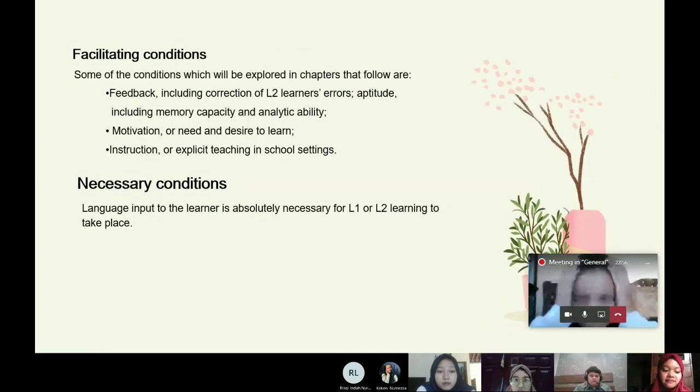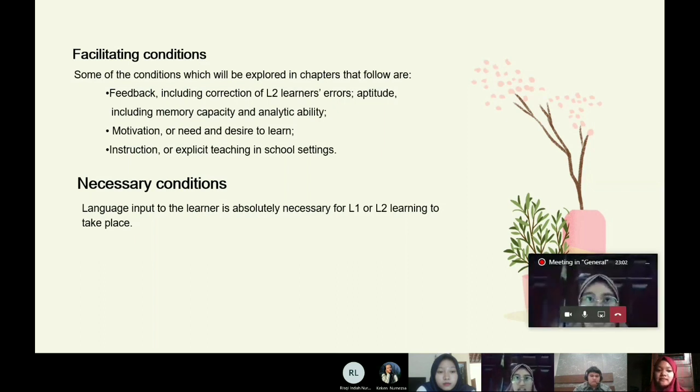Next. Facilitating conditions. While L1 learning by children occurs without instruction, and while the rate of L1 development is not significantly influenced by correction of immature forms or by degree of motivation to speak, both rate and ultimate level of development in L2 can be facilitated by many social and individual factors. Identifying and explaining facilitating conditions essentially addresses the fundamental why question of SLA. Why are some L2 learners more successful than others?